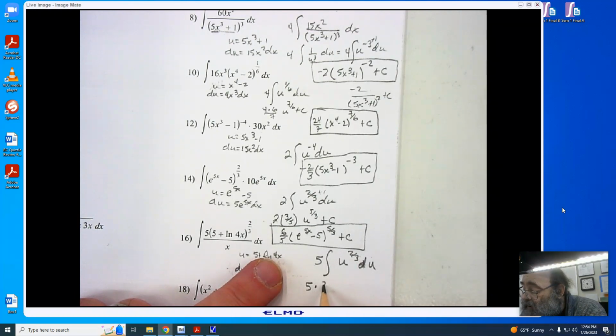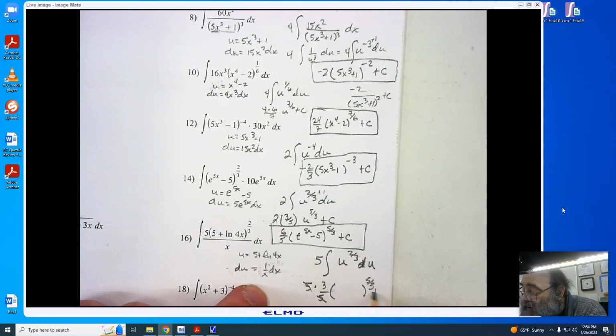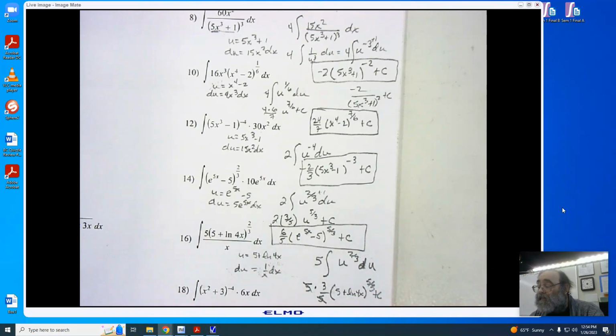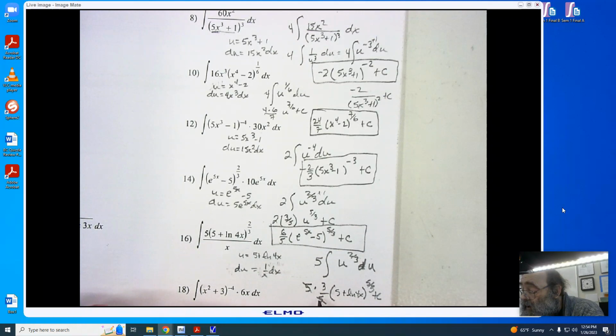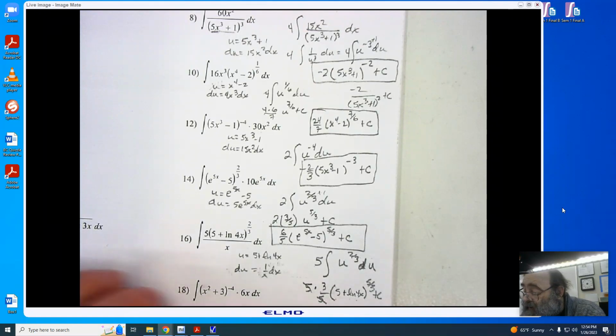This is going to be times 3/5, and the 5 is going to cancel. I have u to the 5/3 plus c, and I'm back substituting with the 5 plus the natural log of 4x. There's my answer: 3 times 5 plus natural log of 4x, the quantity, to the 5/3 plus c.